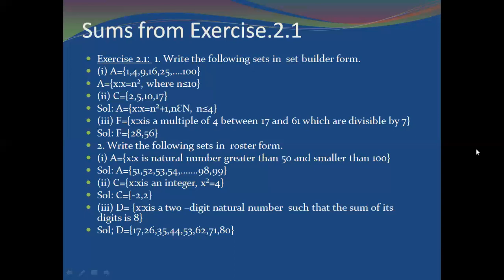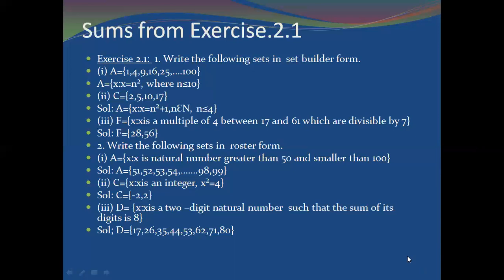Now second question, in that C is equal to x such that x is an integer and x square is equal to 4. So we have to choose only the integer where the square of the integer must be equal to 4. So what are the integers? Minus 2 and plus 2. If you check there, minus 2 whole square, minus 2 into minus 2, what will you get? Plus 4. Similarly, 2 square is also 2 into 2, which is 4. So the roster form of the second one is minus 2, 2.